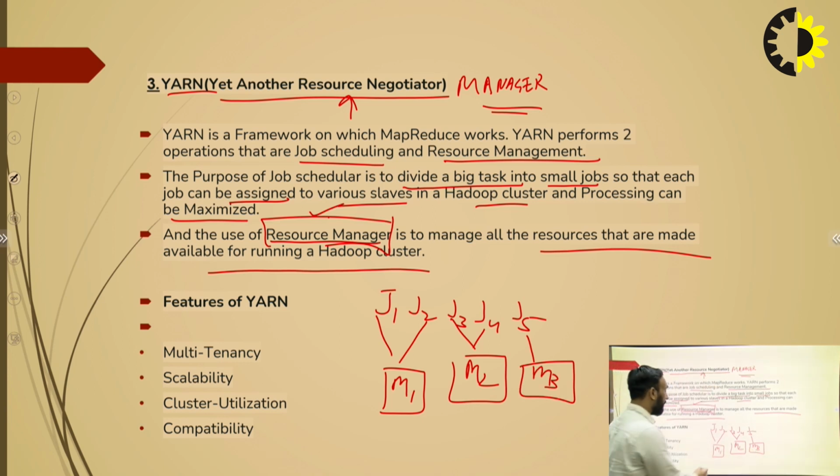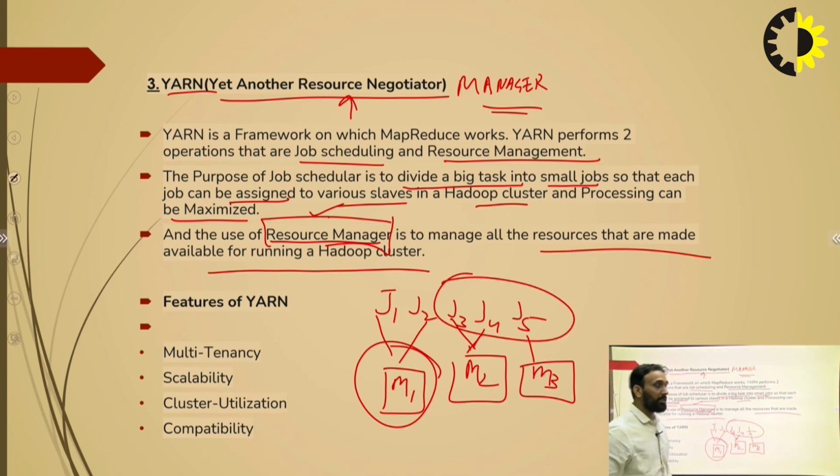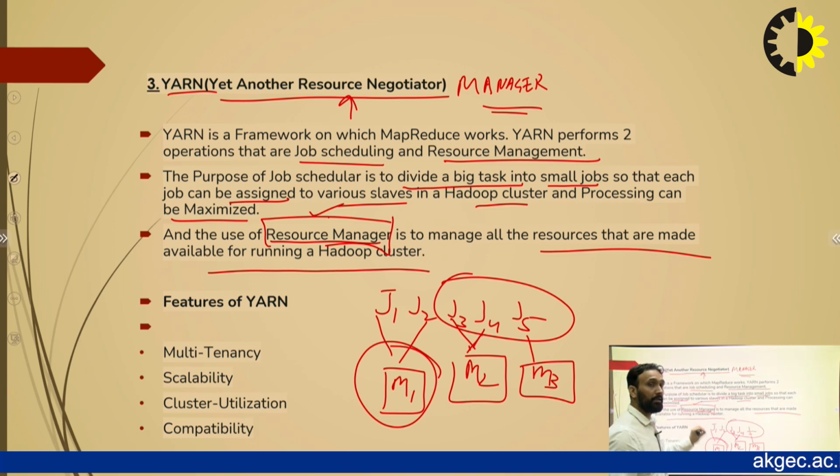Suppose we have only one machine. What will happen after the execution of job 1 and 2? Jobs 3, 4 and 5 will execute. But what exactly will happen here? In a parallel manner, the other 3 remaining jobs are also executed. That is the advantage of YARN, or we can say the advantage of Hadoop, because we divide the job into small clusters and execute them on different machines in a parallel manner.